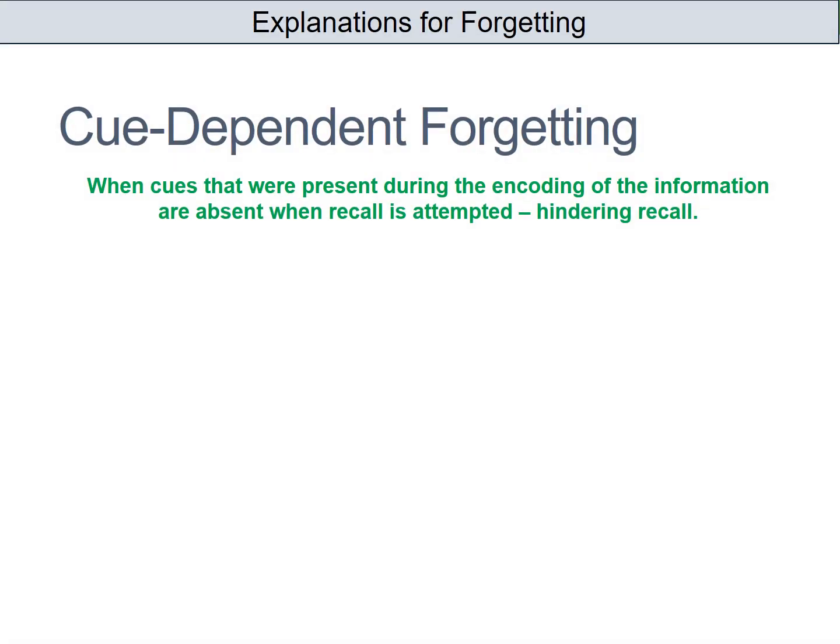The second explanation for forgetting that you need to know is cue-dependent forgetting. And this is based on the idea that when we encode information, so when we try and remember information or it enters our memory, there are certain cues which will be present either in the environment or in our own personal state that will help us to remember that information when we come to recall it. Now, if those cues for some reason are not there when we try to recall information, we then struggle to remember that particular piece of information.